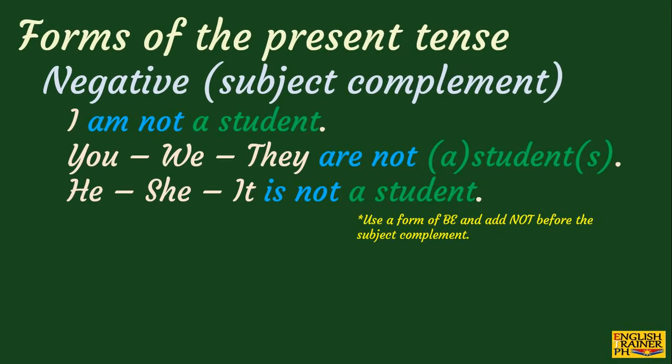To form the negative, all you need to do is to put not after the verb be. So I am not a student, they are not students, he, she, and it is not a student.